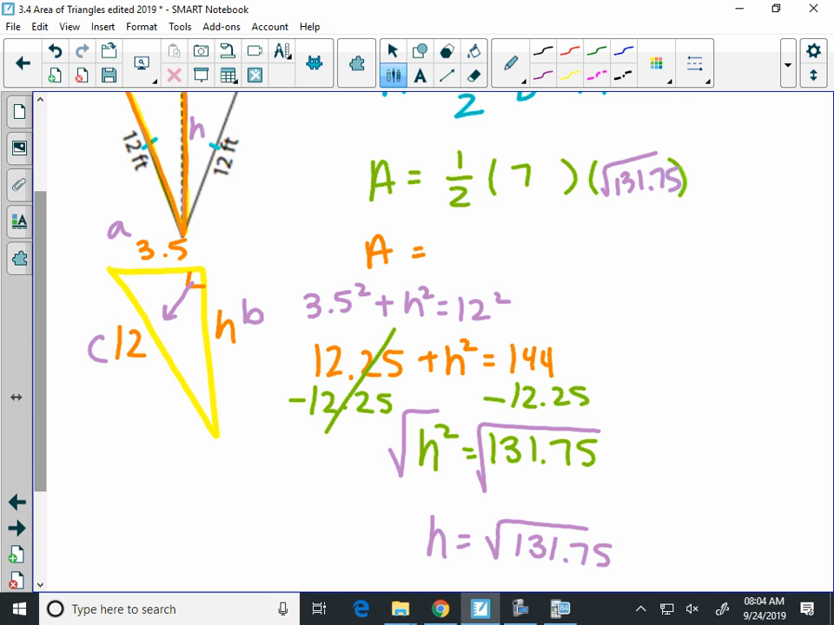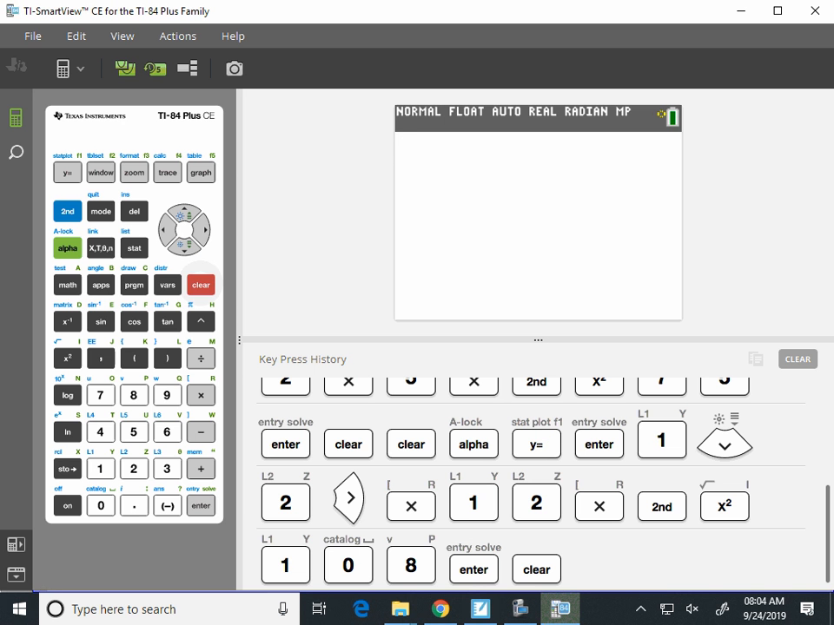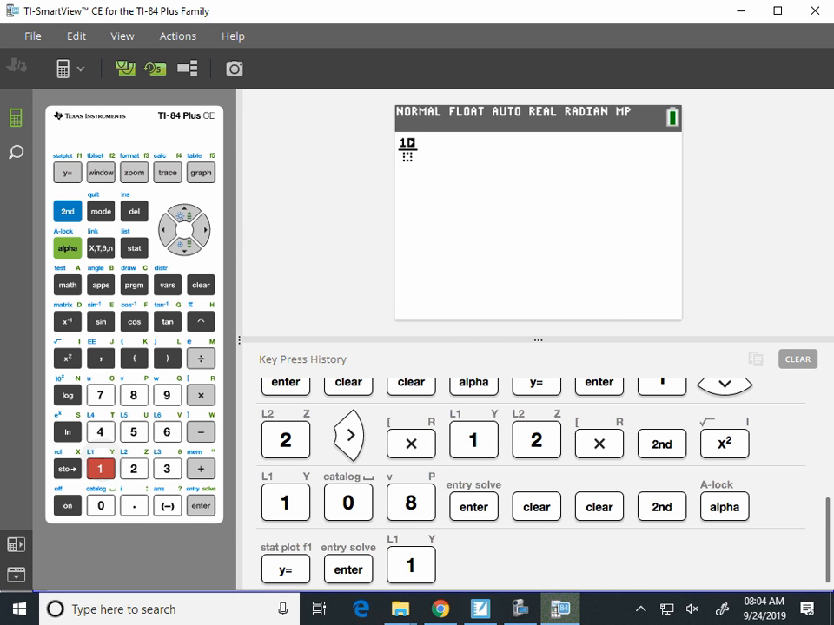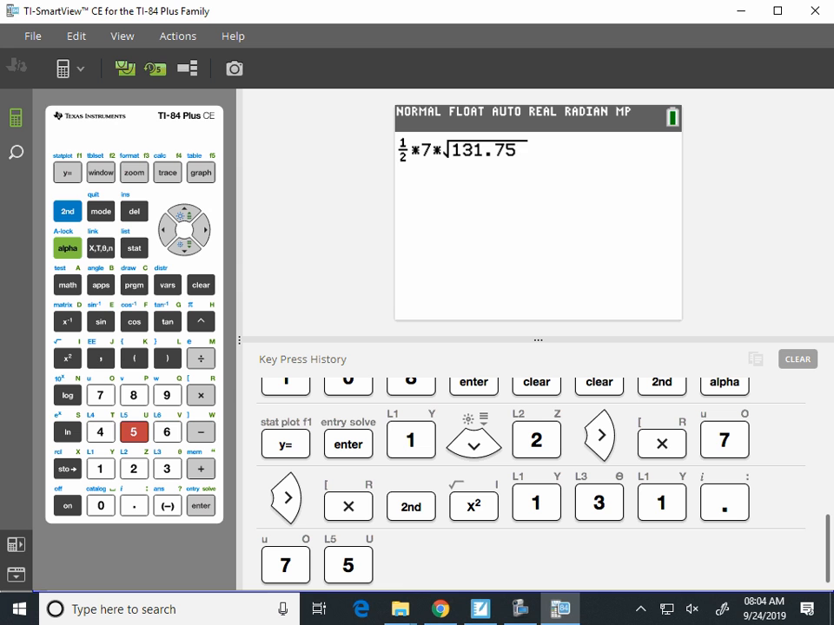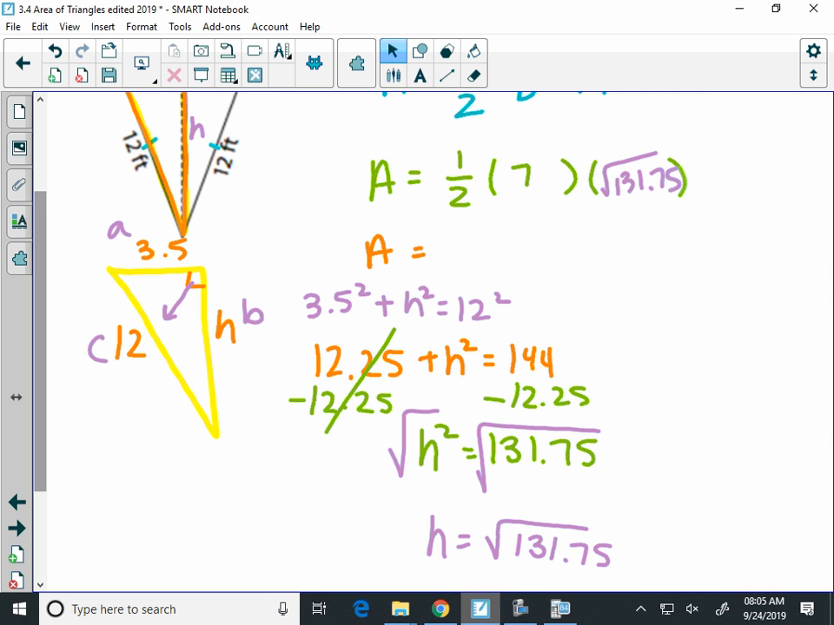And then you just plug that in your calculator: 1/2 times 7 times radical 131.75. What did the directions say to round to? Nearest tenth. If we round that to the nearest tenth, it'd be 40.2. This is 1 decimal point. So it's roughly 40.2.